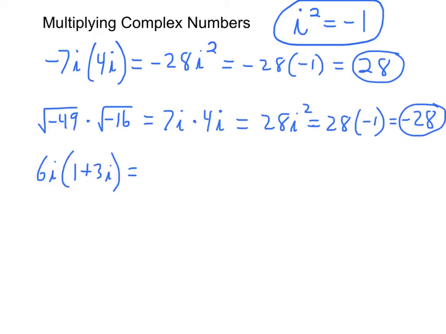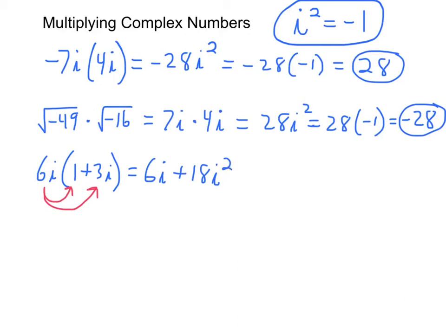In this next example, we're going to have to use the distributive property. We're going to take the 6i and multiply by both terms inside the parentheses. So 6i times 1 would of course just be 6i. And then 6i times 3i would be 18i squared. So plus 18i squared.